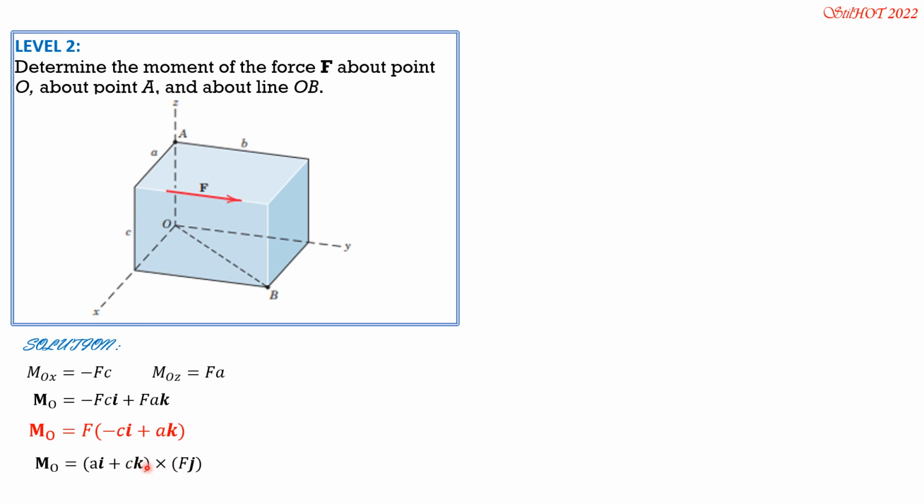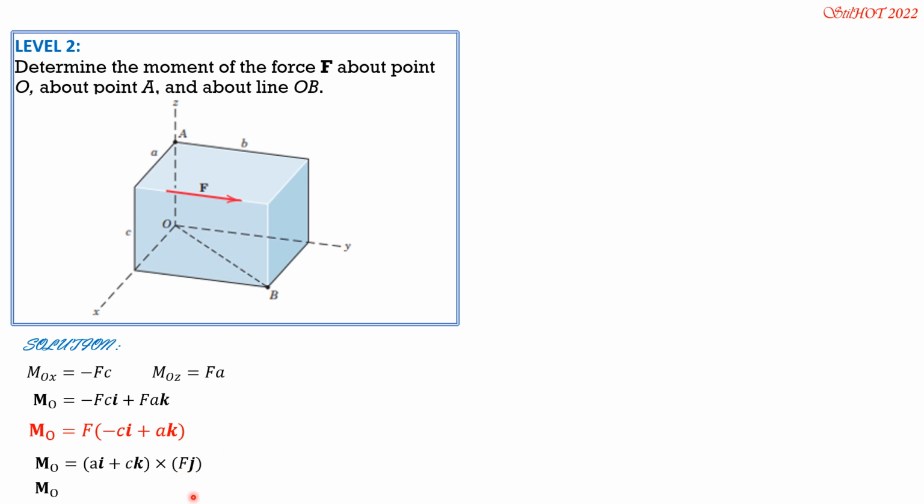So by vector approach, MO is RO to the line of action of F cross F. F in vector form because it is pointing towards the y-axis is Fj. Now O to this line of action, this is one line of action of the force. It may also be here, but this is simpler, is AI plus CK. There's no movement along Y. So AI plus CK, that's the position vector from O to this point here. AI plus CK cross the force in vector form, it is Fj.